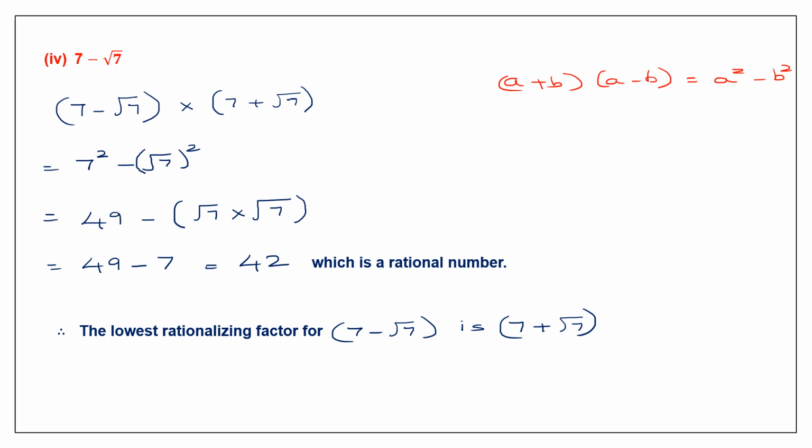Okay. Question 5. We have to find the lowest rationalizing factor for root 18 minus root 50. Now these are two numbers which are not prime numbers. That means we can find their prime factors and write it properly. So let's find the prime factors of 18. So here 18, 2 9s are 18. Then we can say 3, 3 3s are 9, 3 1s are 3.